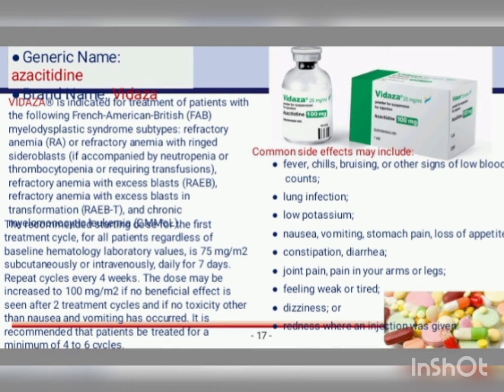Common side effects: lung infection, low potassium, nausea, vomiting, stomach pain, loss of appetite, constipation, diarrhea, joint pain, pain in your arms or legs, feeling weak or tired, dizziness, redness where the injection is given, fever, chills, bruising, or other signs of low blood count.